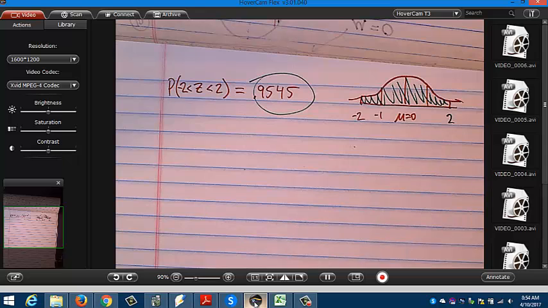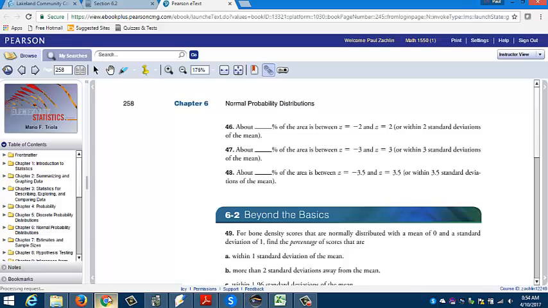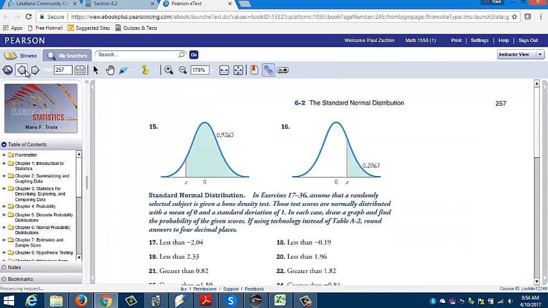What's the one you guys had to do for percentiles? I wanted to do that. You guys had one like that. It was on the previous page. Where'd you guys get it?